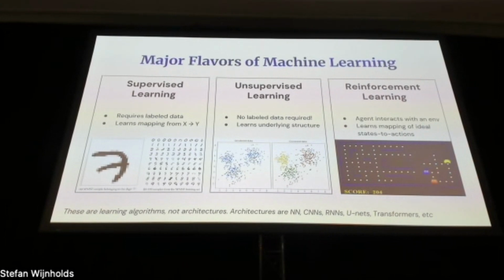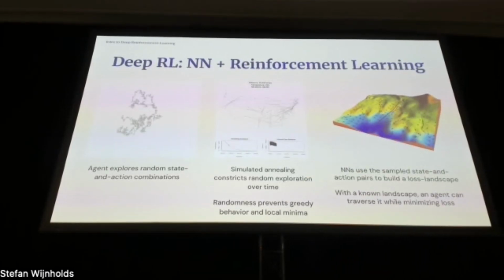Just to note that these are learning algorithms. Architectures are neural nets, CNNs, ResNets, transformers, all that kind of stuff. Those are the architectures in which you implement the learning algorithms. And then taking it one step further, deep reinforcement learning is just adding neural nets onto your reinforcement learning algorithm.